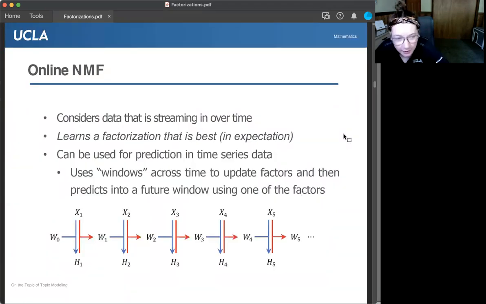So the name of the talk had the word online in it. So we'll also be considering both a static version of NMF, which is just the previous problem, as well as an online variant, which considers data that's streaming in over time or data that's being sampled over time, any sort of time series situation. So here, what we want to do is learn a factorization W and H that is best in expectation. So usually that means I'm putting some sort of stochastic model on the streaming data. And you can do many things with this. You can just simply learn what those factors are. We can use them for prediction, which I'll have lots of applications for down the road.